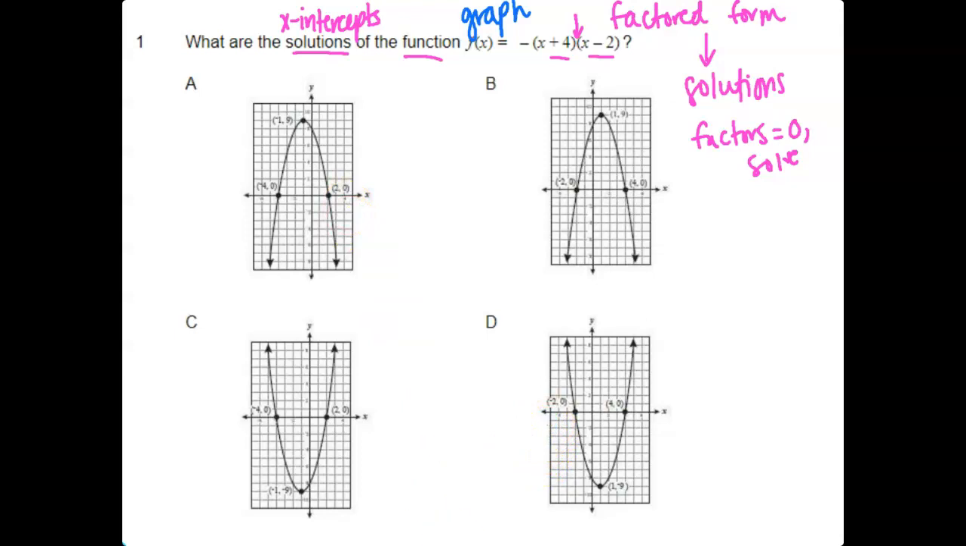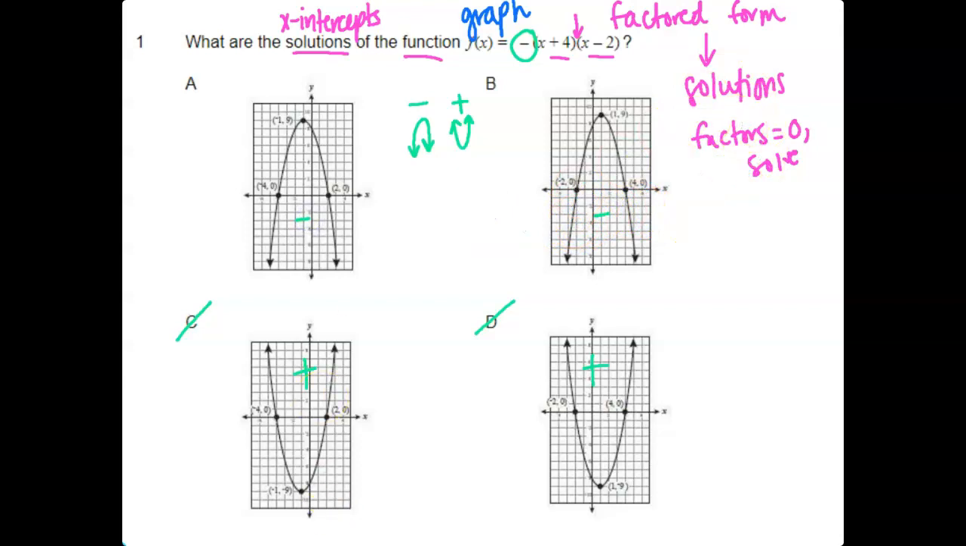Also, if we're working smarter and not harder, we would see that there's a negative in front. Remember how we talked about how if the leading coefficient is negative, the graph is going to open down. If your leading coefficient is positive, it's going to open up. So right there, this could have helped us eliminate answer choices C and D because these open up. A and B open down. So that could have helped us.